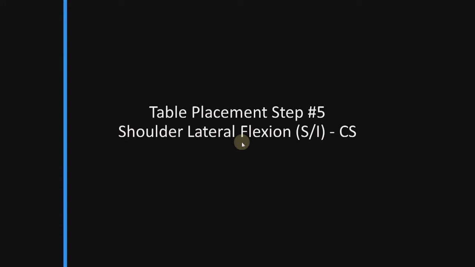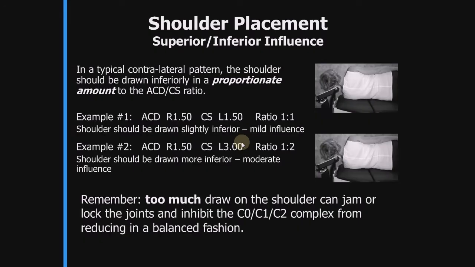Going on to our fifth step of table placement, we're going to consider a superior-inferior placement of the shoulders to affect the cervical spine misalignment's reduction. If the pattern is a contralateral pattern, we're going to take the distal shoulder and draw it inferiorly in direct ratio to the upper angle, lower angle. So if we have a 1.5 upper angle and a 1.5 lower angle, then we're going to have a 1-to-1 ratio and thus only have a mild influence of distal shoulder draw inferiorly.